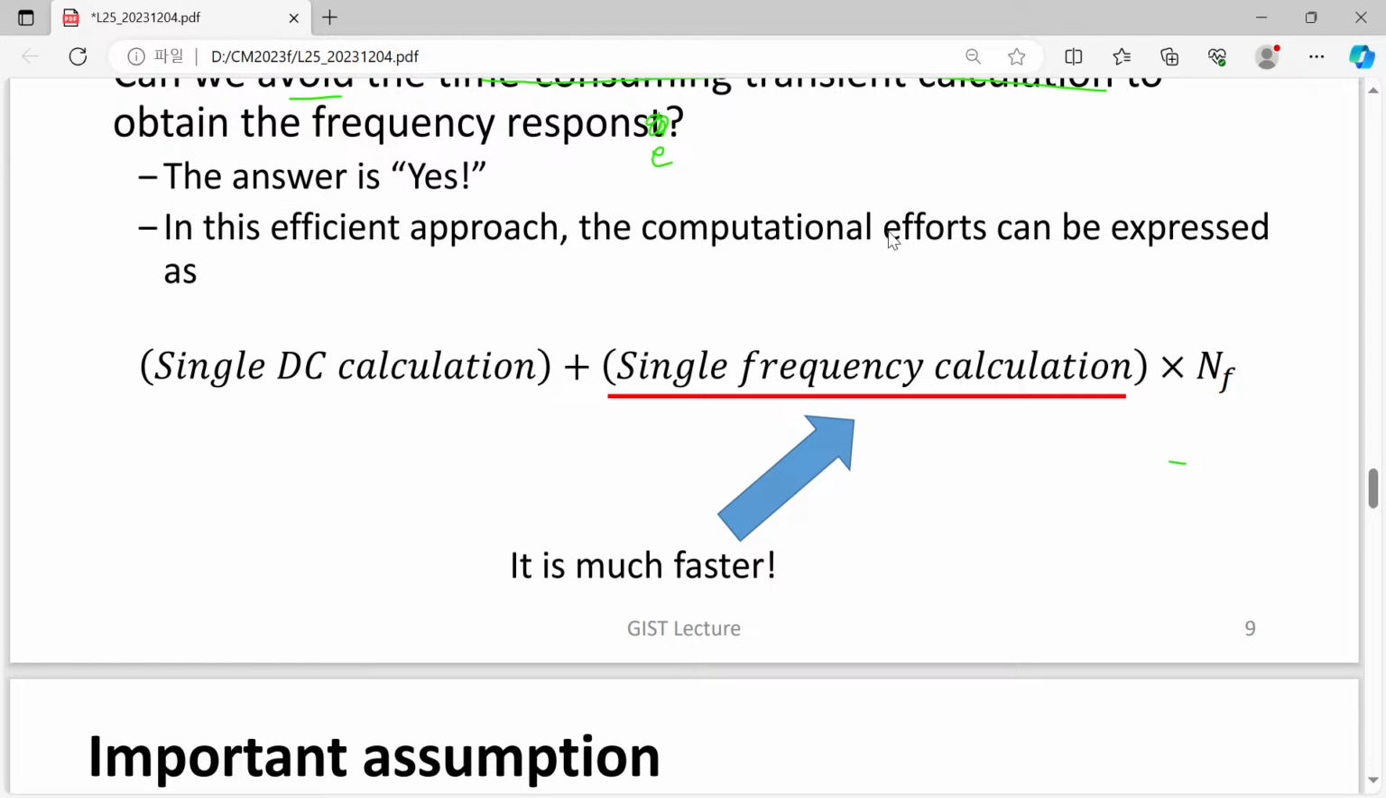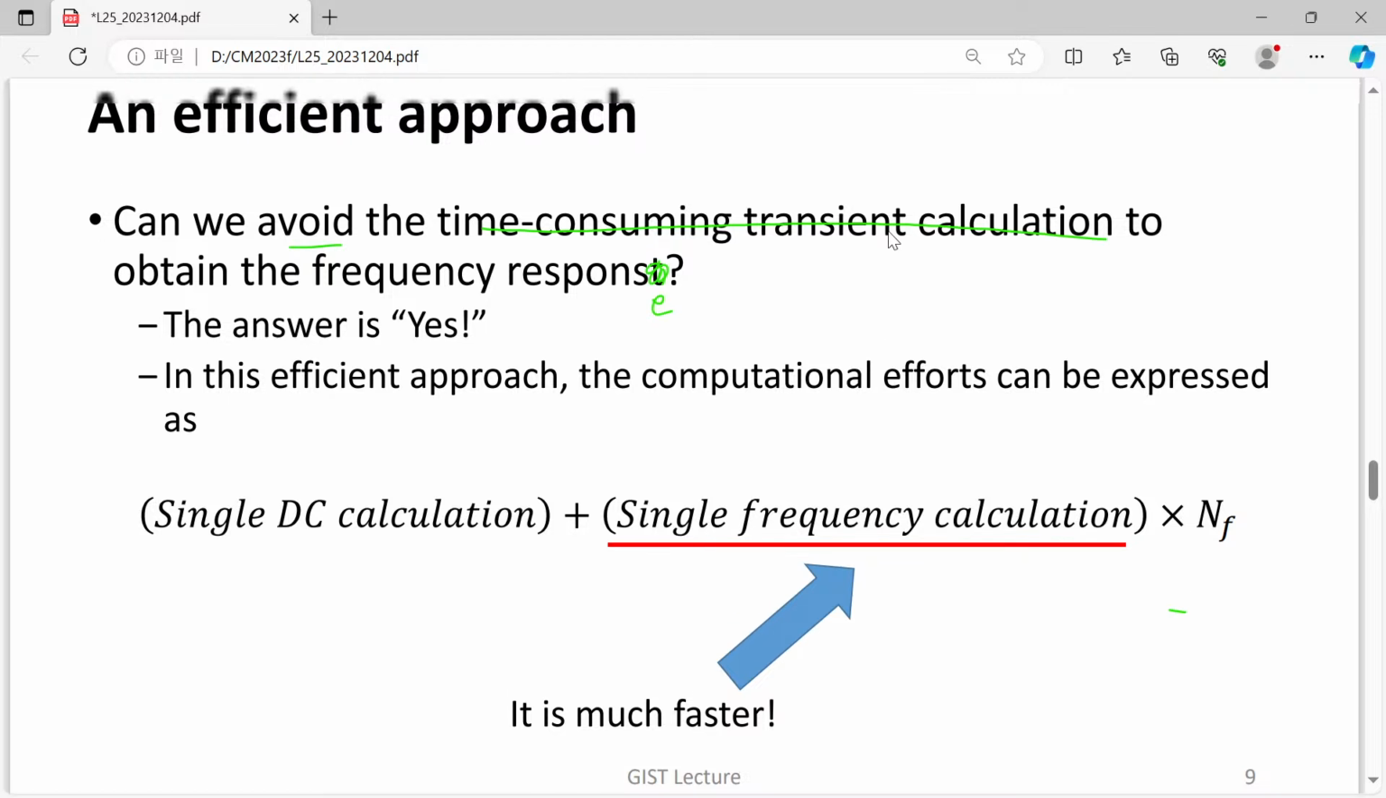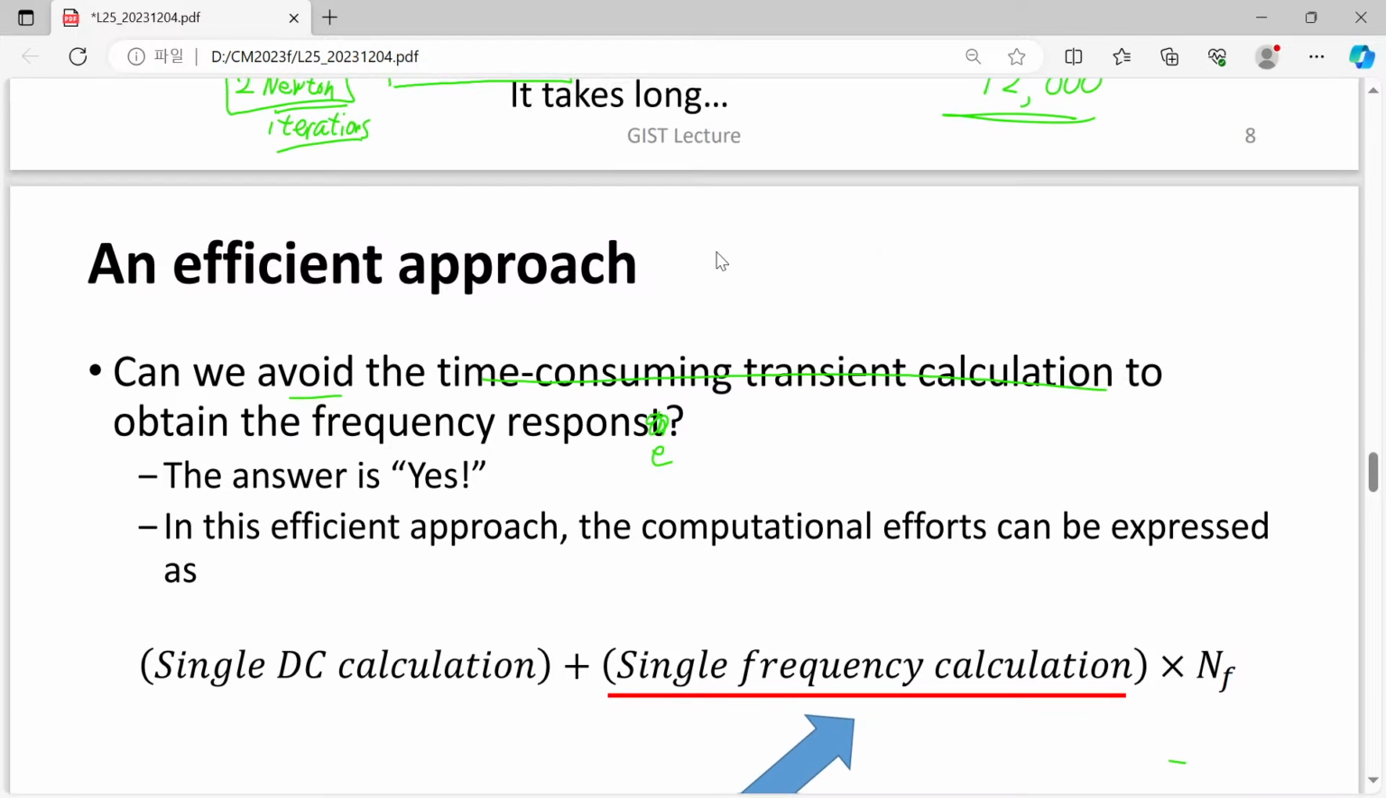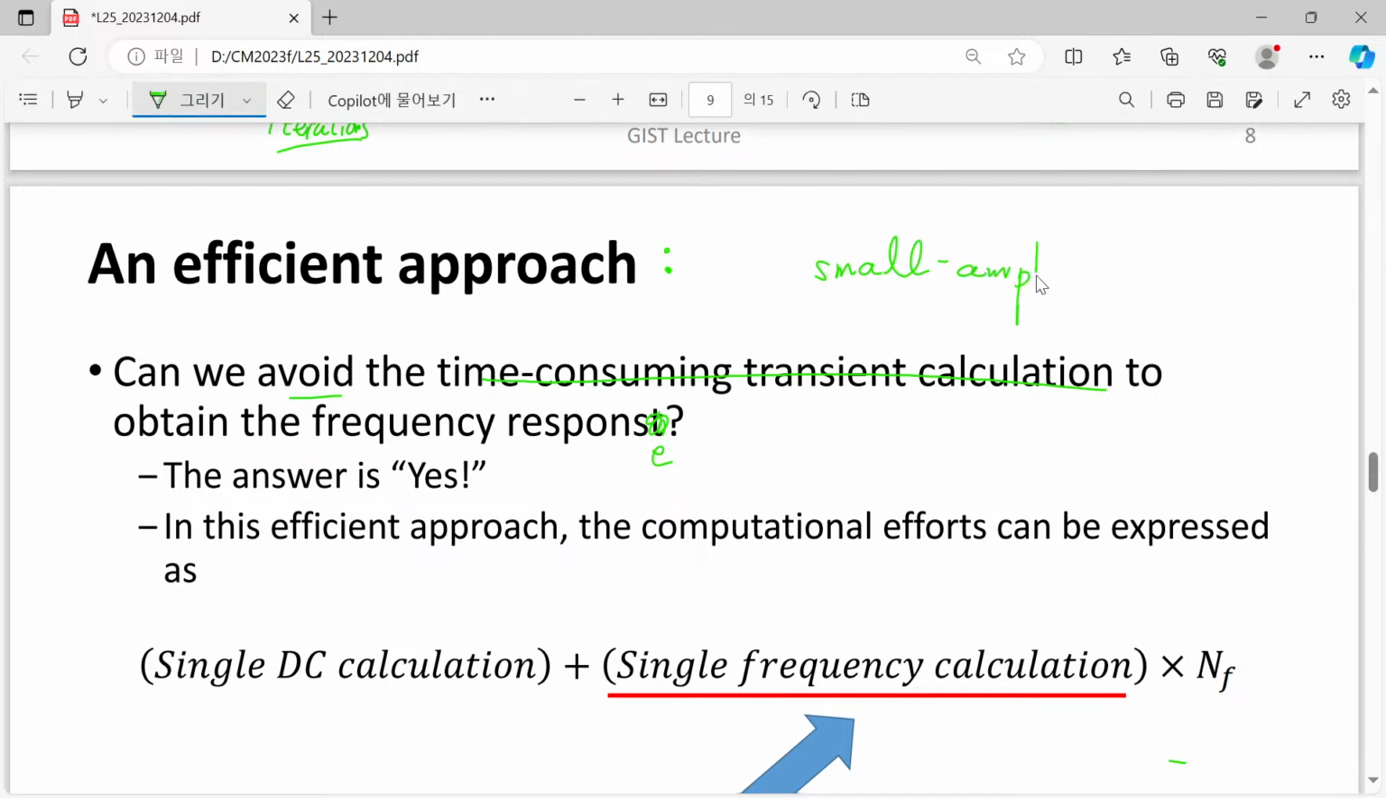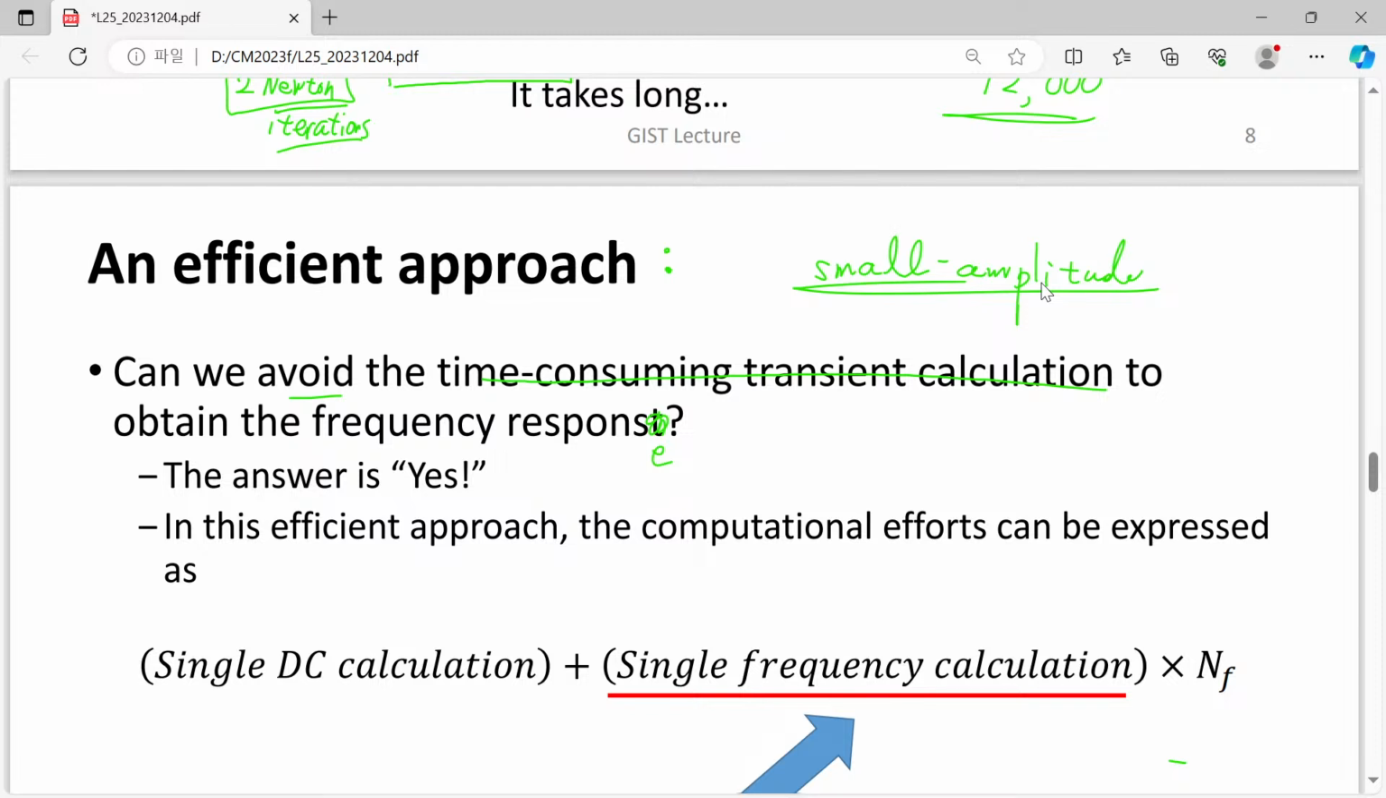in its efficiency. But of course, I wanted to say once again, this efficient approach can be justified only when we have small amplitude approximation. Without this small amplitude approximation, all of our current discussion is invalid, so we cannot apply our approach to the general case. Please note that we must apply this one to the limited case.